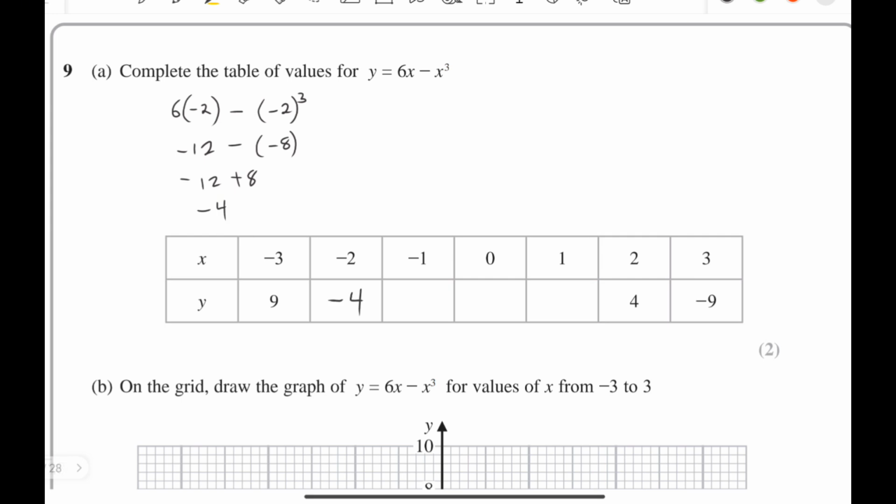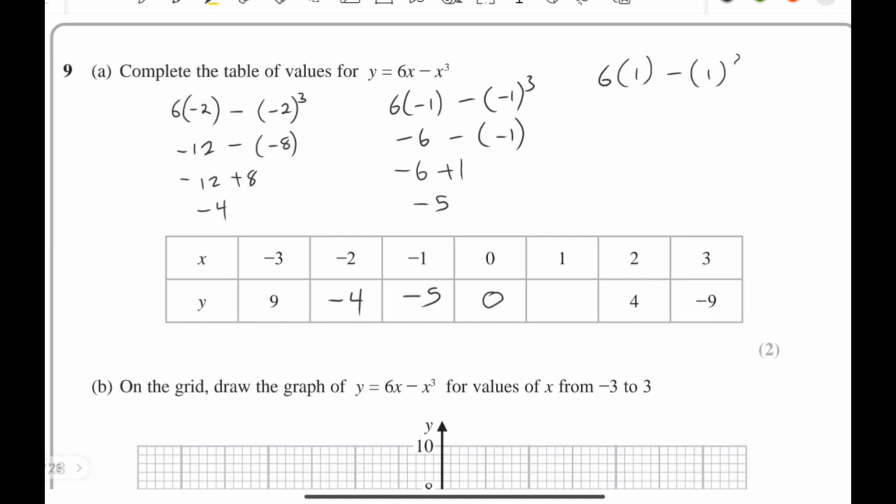When x is negative 1, that will be 6 multiplied by negative 1 minus negative 1 cubed. So that will be negative 6 minus negative 1, which is equals to minus 6 plus 1, which is equals to minus 5. So this is minus 5. When x is 0, y is definitely 0. When x is 1, y is going to be 6 multiplied by 1 minus 1 cubed. So that will just be 6 minus 1, which is equals to 5.